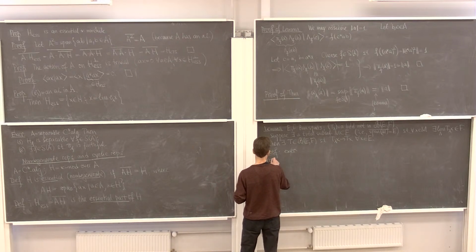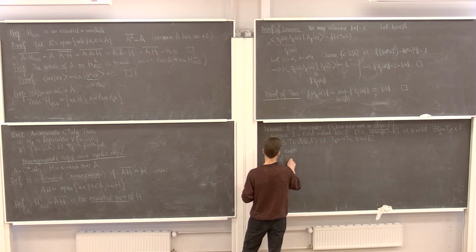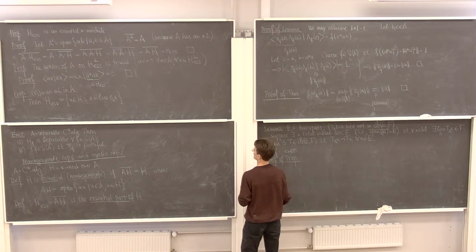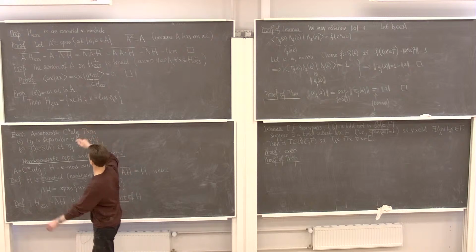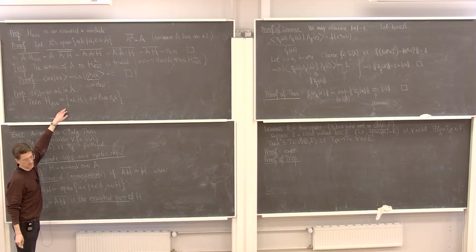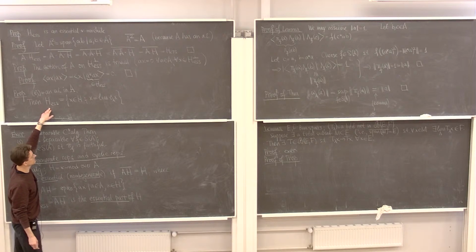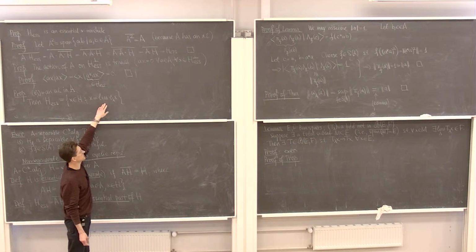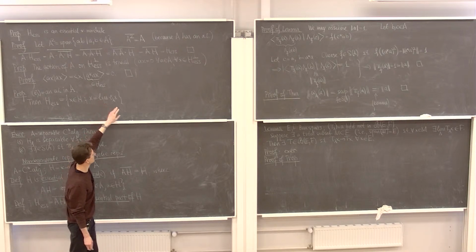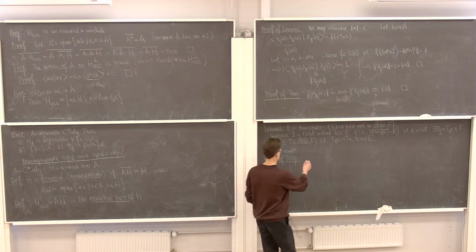Now we can easily prove our proposition. Proof of proposition. So we want to prove this equality. It's clear that the right-hand side is contained in the left-hand side. So if x has this property, then clearly it belongs to the essential submodule. So this inclusion is clear.